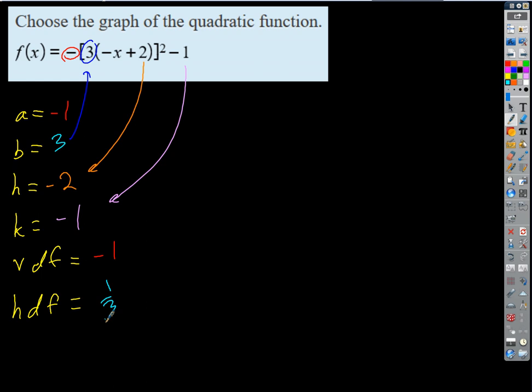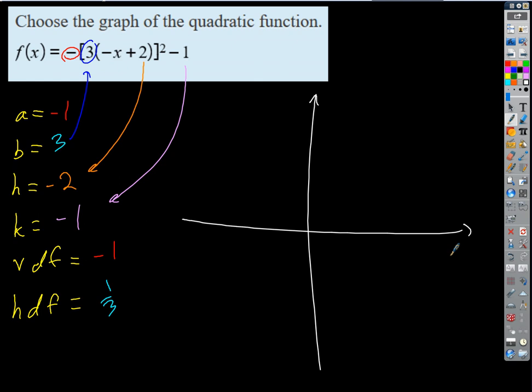How do you get 1/3? So horizontal is what you're going to be, right? Yeah. So you're going to take the inverse of horizontal, so it's going to turn into a fraction. Okay, so the vertex is where then? -2, -1. So back 2, down 1. There's the vertex, right? So now we'll check these off as we go. These are checked off.